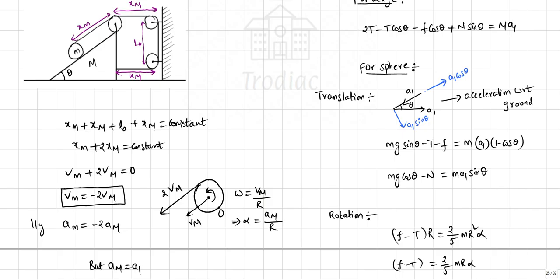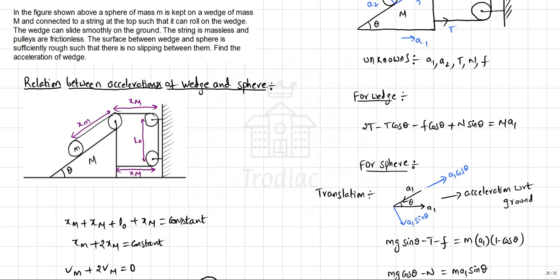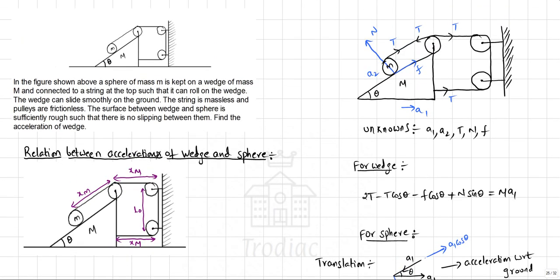Now, what are the unknowns? We don't know the acceleration of the wedge and the sphere, tension, normal force and frictional force. These are the unknowns we have to find. So we find them by writing down the equations, Newton's second law and the torque equation.